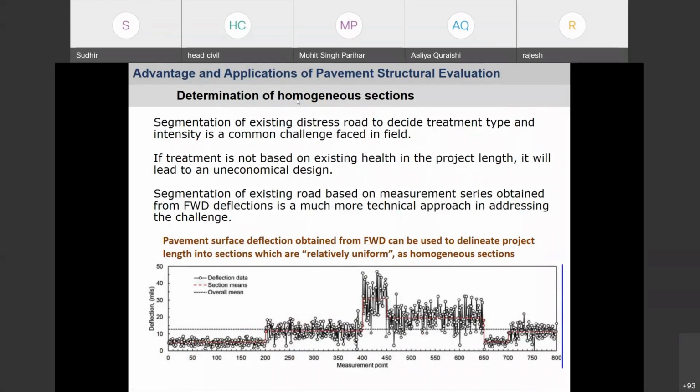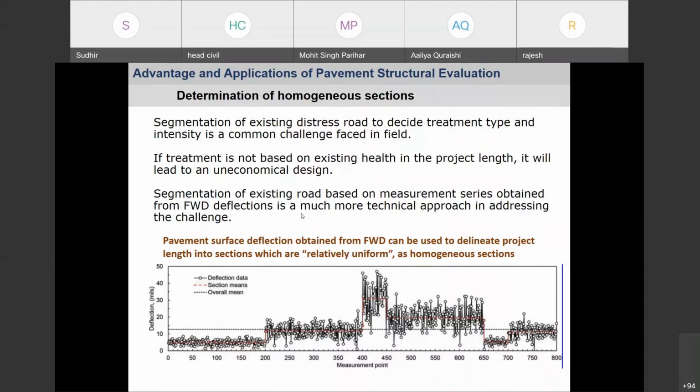Once you have done these tests and obtained the structural condition through analysis, you can use this information in further pavement evaluation. So what could be the applications of this? It could be to understand the homogeneous sections in the pavement structure. Why do you need to understand the homogeneous sections? Because, as I was telling you, in pavement evaluation one of the goals is ultimately the selection of what treatments need to be provided.